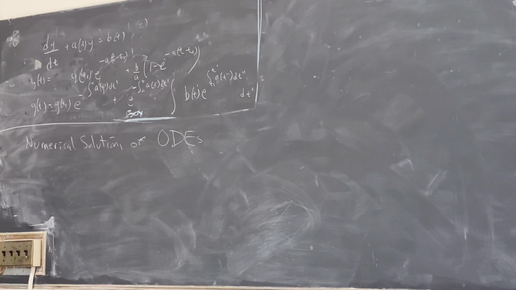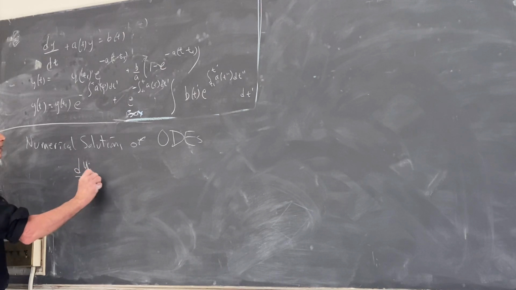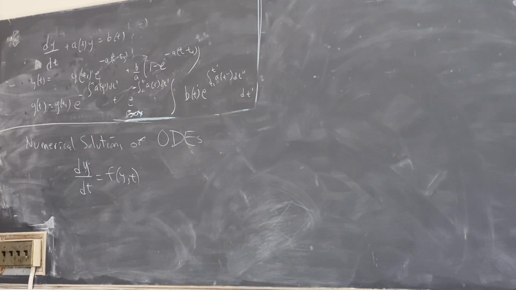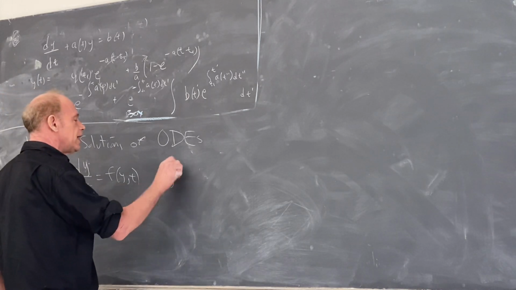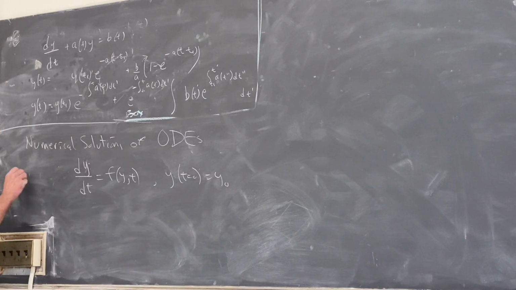But how do you solve an ordinary differential equation? An ordinary differential equation is, say, dy/dt equals f of y and t. It could be an explicit function of time. With an initial condition, since it's a first derivative, y at t equals 0 is y0. So this is the problem. And how do you solve it?